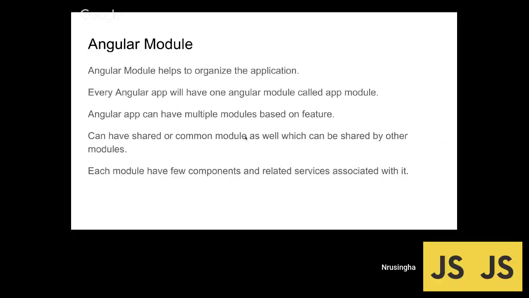And what the Angular module does is help to organize the application. Every Angular app will have one Angular module that's called app module. By convention, we call it app module, that will be our root module, and every Angular application will have that. An Angular app can have multiple modules as well based on the feature. So you can have a feature module in the same application, or a shared or common module inside an Angular application, which can be shared by other modules. And each Angular module will have a few components and related services associated.